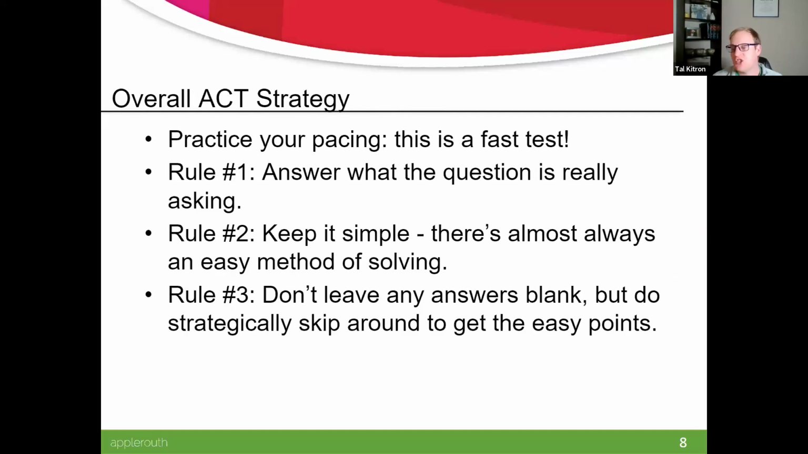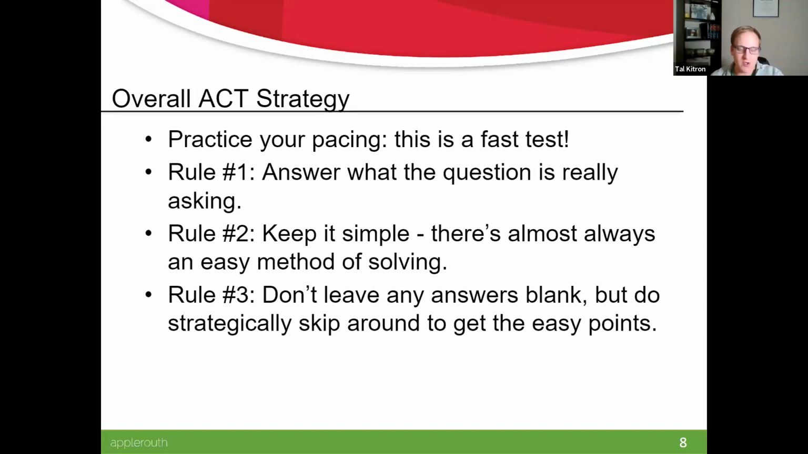So before we get into each section individually, let's talk about some overall strategy. I've already had a question come up about how do I manage my time better? The way to manage it is practice your pacing. Anyone can do this, right? You've got a smartphone, you look at the stopwatch lap function. You start a passage and hit start, and then every question you finish, you hit the lap button. So you know how long it took.